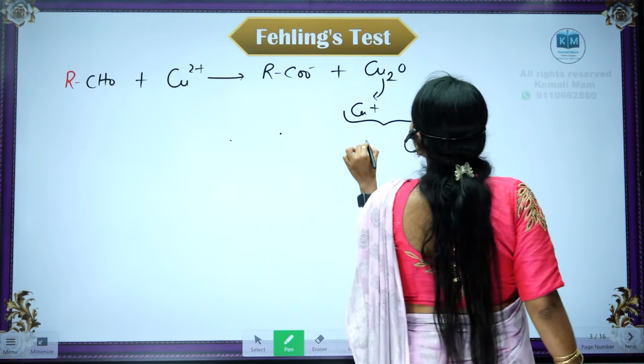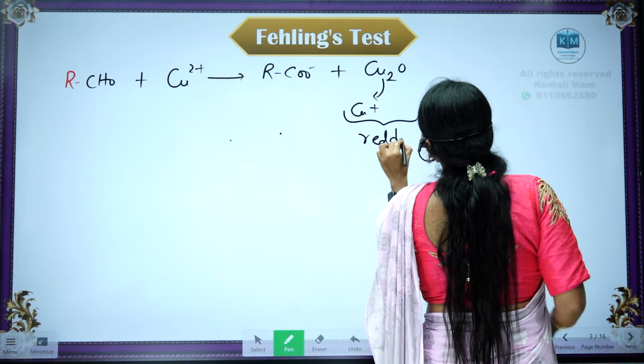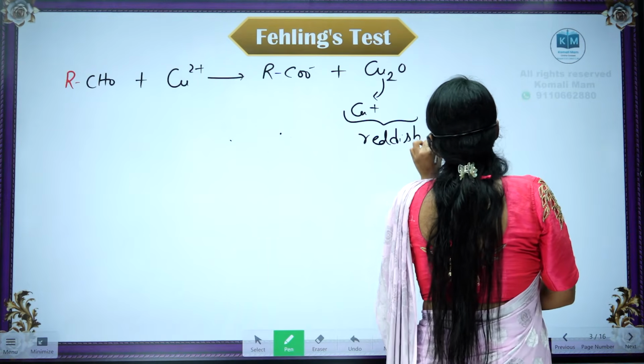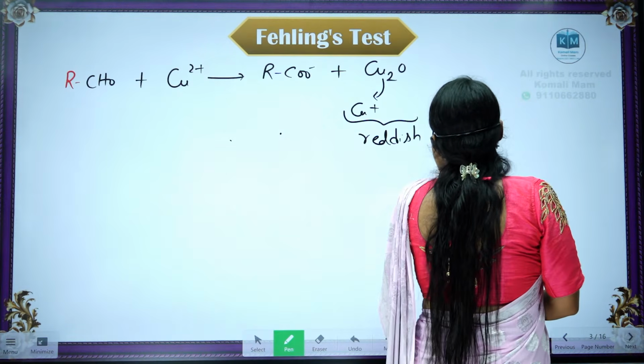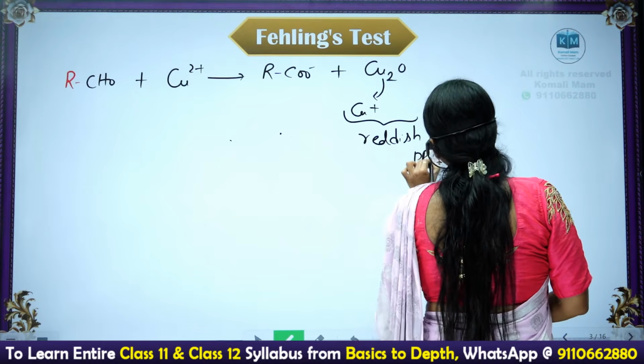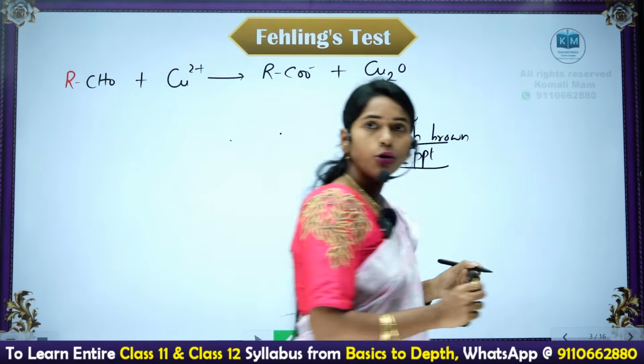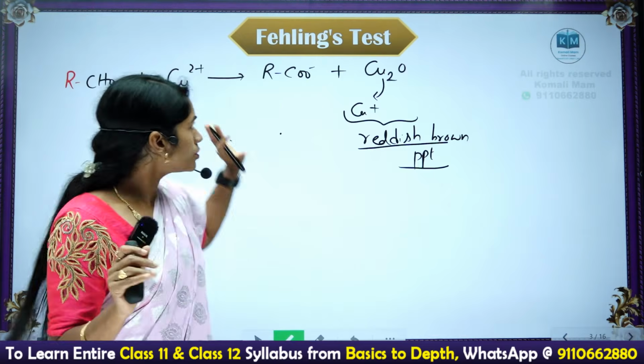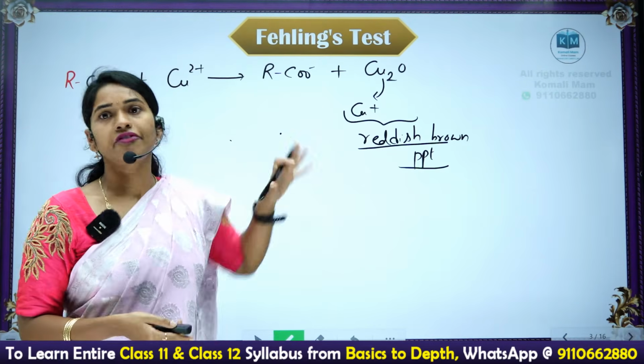This is reddish brown PPT. Which colored PPT? Reddish brown PPT. Okay, is it clear? So same way how the Tollens is, here Fehlings also.